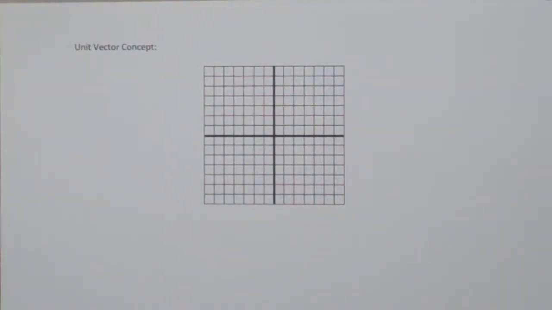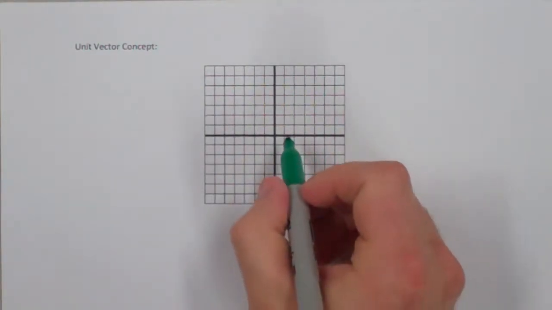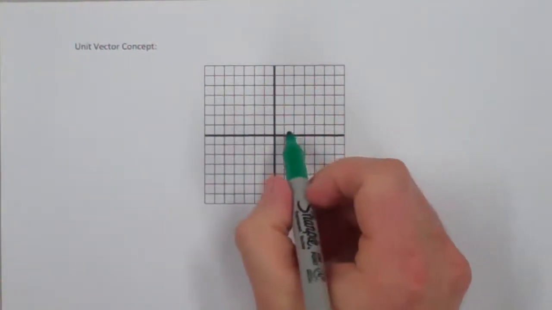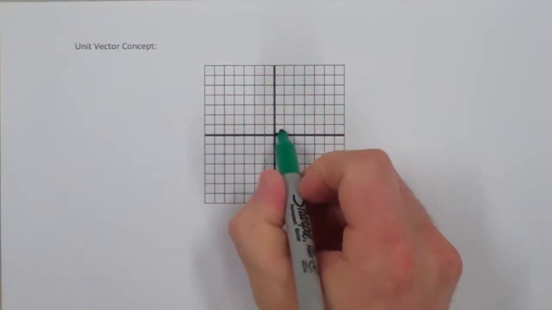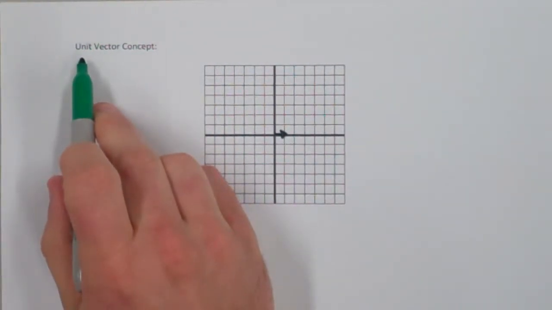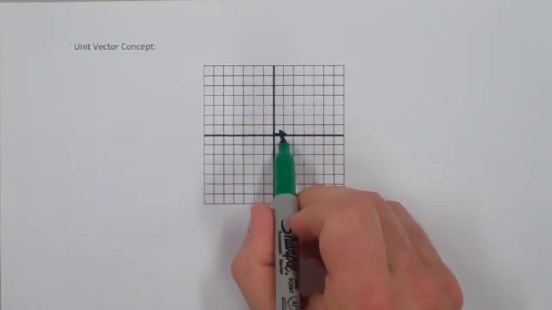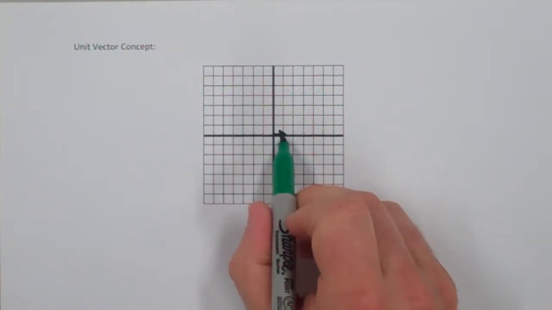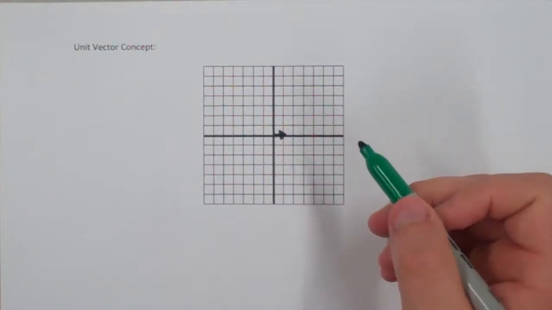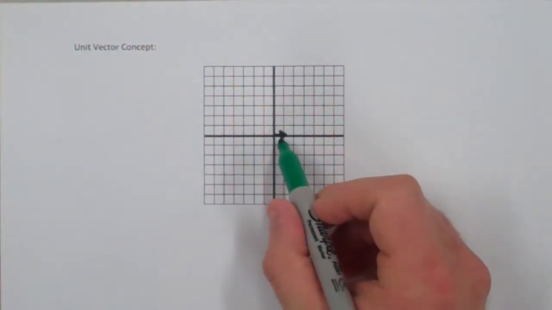In this video, we're going to be talking about the unit vector concept. The unit vector concept on its own is fairly easy. The unit vector concept is simply this. Unit means one, and we're going to talk about the x direction. So in the x direction, the unit vector just has a distance of 1.